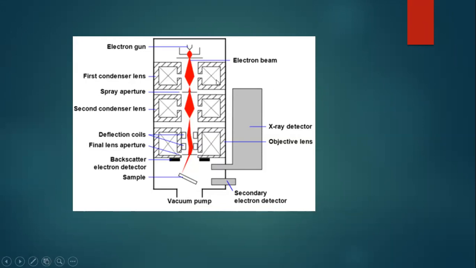So here we can say that both the column and the chamber depend on the vacuum pump. The level of the vacuum will depend on the design of your microscope.